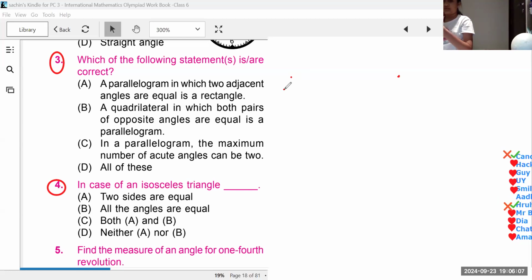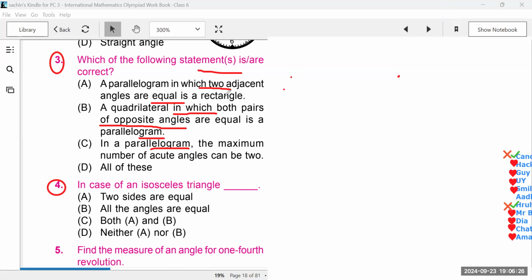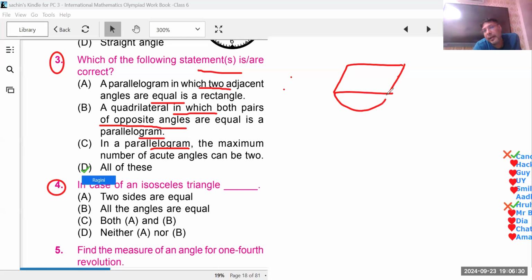So guys, Candy. Beta, what's the first answer? I sent C. This is also correct, na? Quadrilateral in which both pairs of opposite angles are equal. This is also correct. A parallelogram in which two adjacent angles are equal. अगर मैंने adjacent angles equal कर दिए, then they are supplementary. तो वो दोनों 90-90 हो जाएंगे. So all are correct in this.